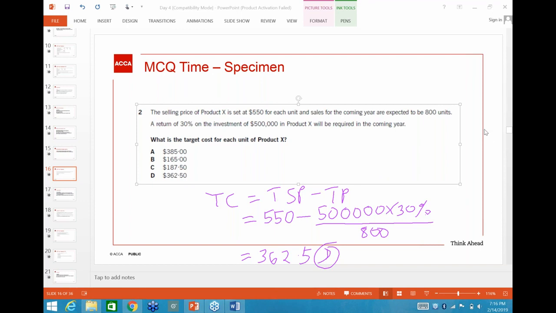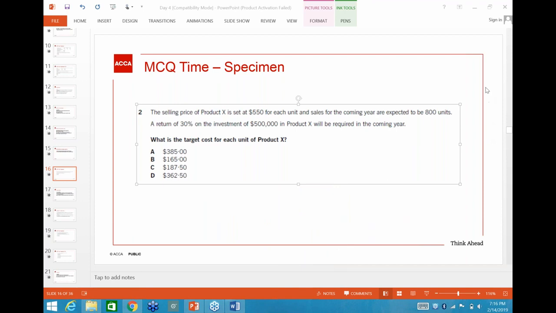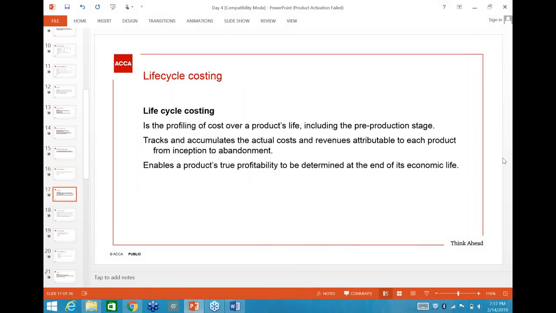So I'm going to erase this and move on to life cycle costing. I think I sort of mentioned the implications on service industries. It's difficult, but it's not impossible. Life cycle costing is the profiling of cost over a product's life, including the pre-production stage.